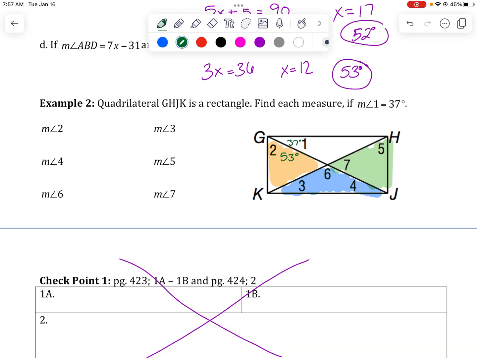And then what I can do is I can use a ton of linear pairs, alternate interiors, like angle 4 and angle 1 are alternate interior. So angle 4 has got to be 37 degrees. And I can use that to find my missing parts. Please check out the rest of these in just a second, but please pause the video, try to fill these out, and then unpause and check your work.